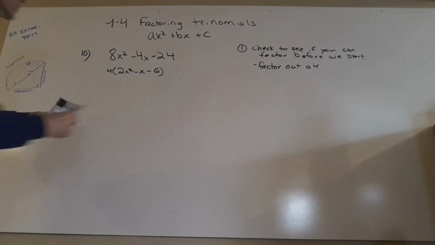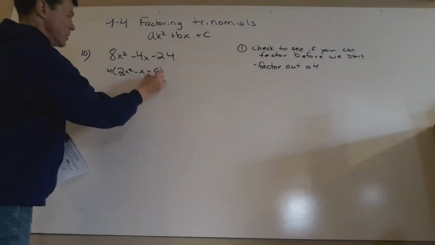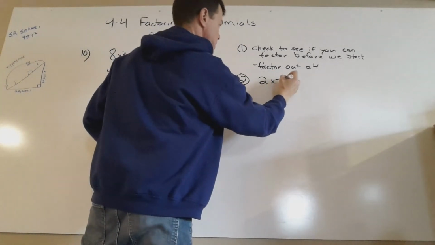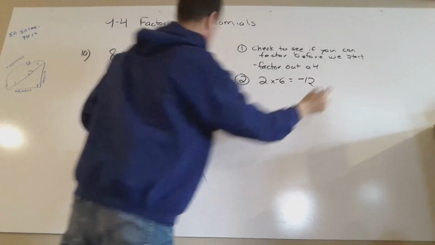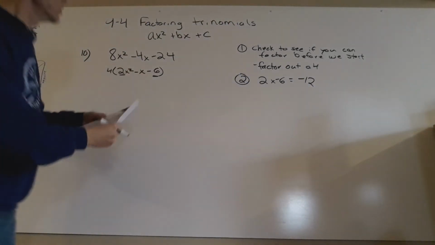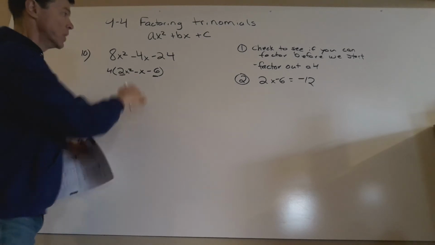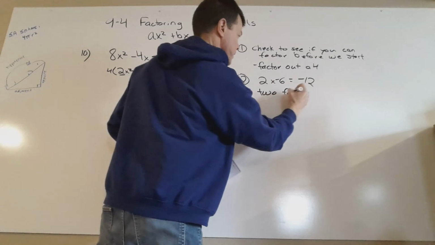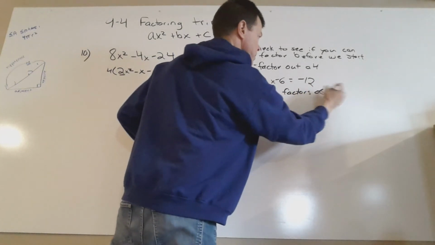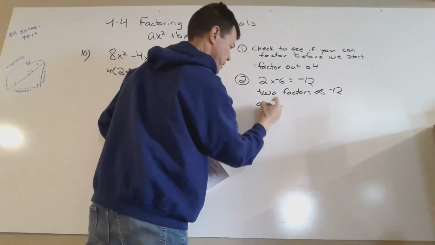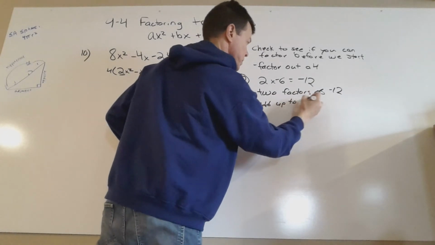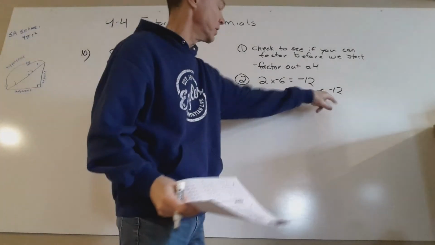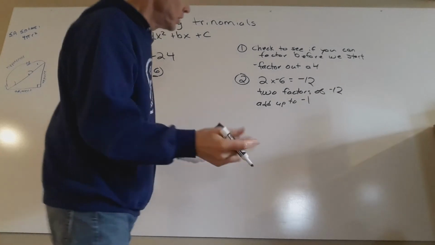All right, next thing. Multiply the 2 with the negative 6. So 2 times negative 6 equals negative 12. What 2 factors of negative 12 will add up to negative 1? And you know one of those factors is going to be positive and one's negative because your answer is negative 12. So let's do 3 and 4.